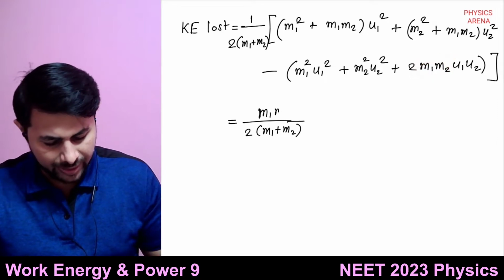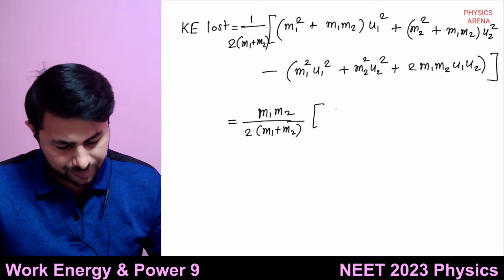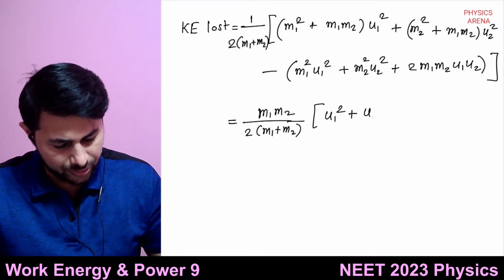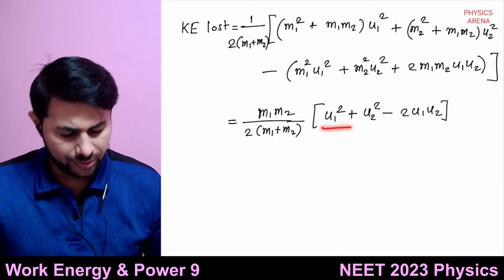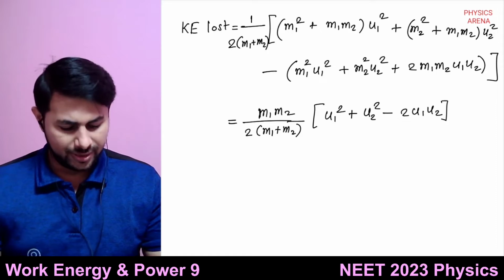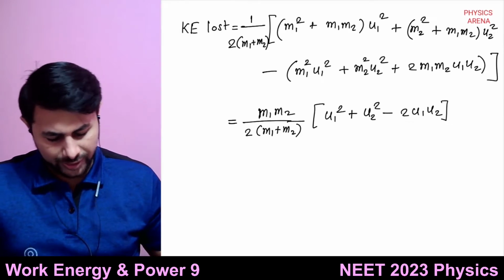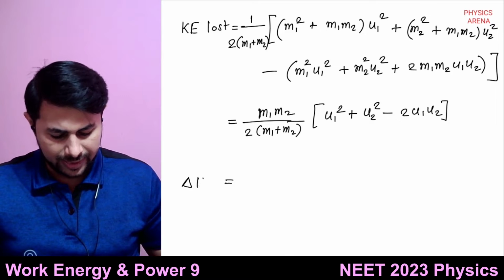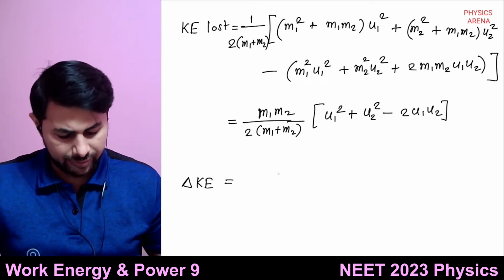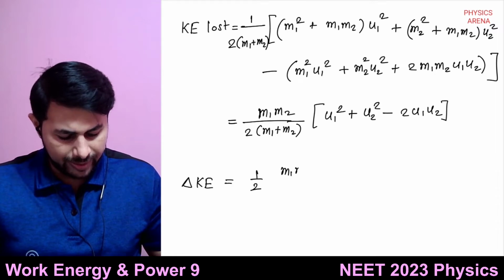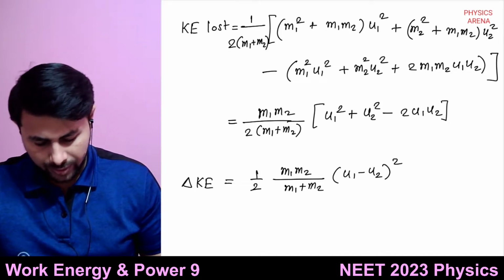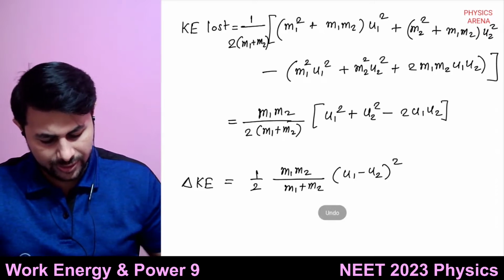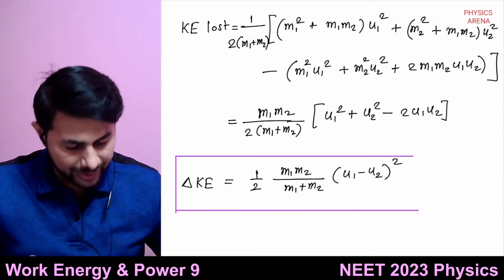So if I take m1 m2 common, I'm left with what? u1 square plus u2 square minus 2 u1 u2, and this is (u1 minus u2) square, right? So what is the answer? The answer is delta KE, or kinetic energy lost, is equal to half of m1 m2 divided by m1 plus m2, multiplied by (u1 minus u2) square. So this much is the kinetic energy lost in case of a perfectly inelastic collision.